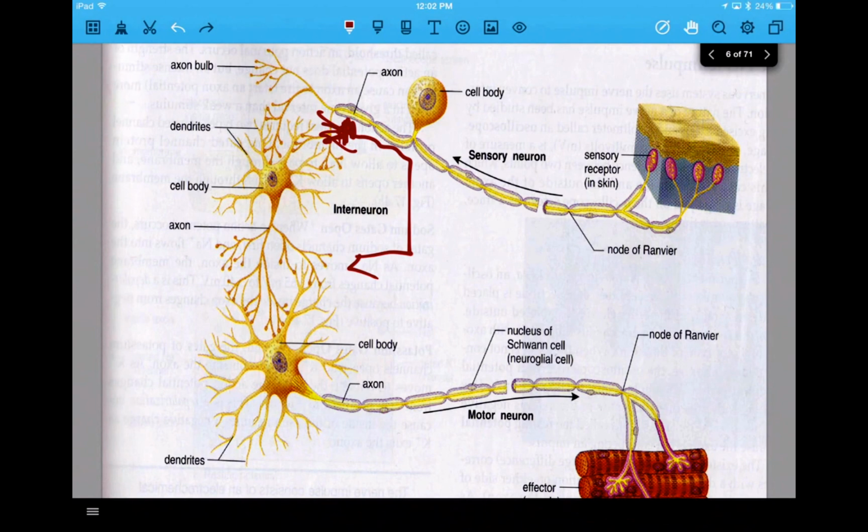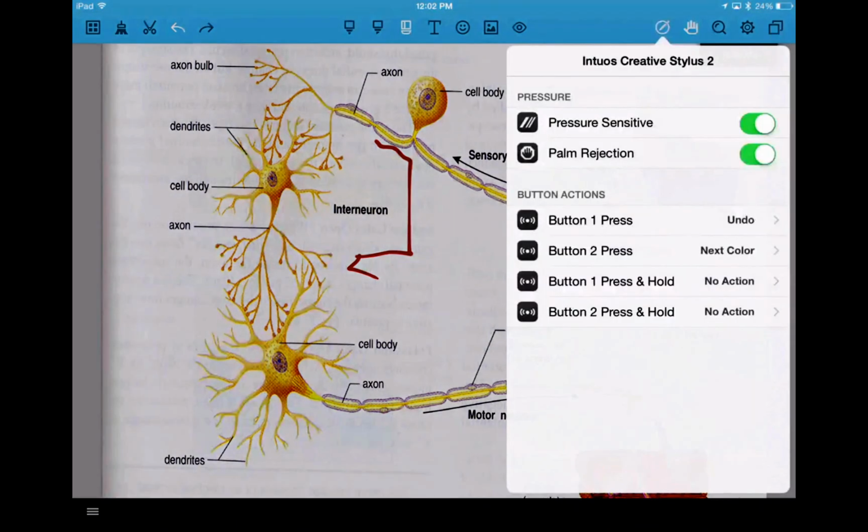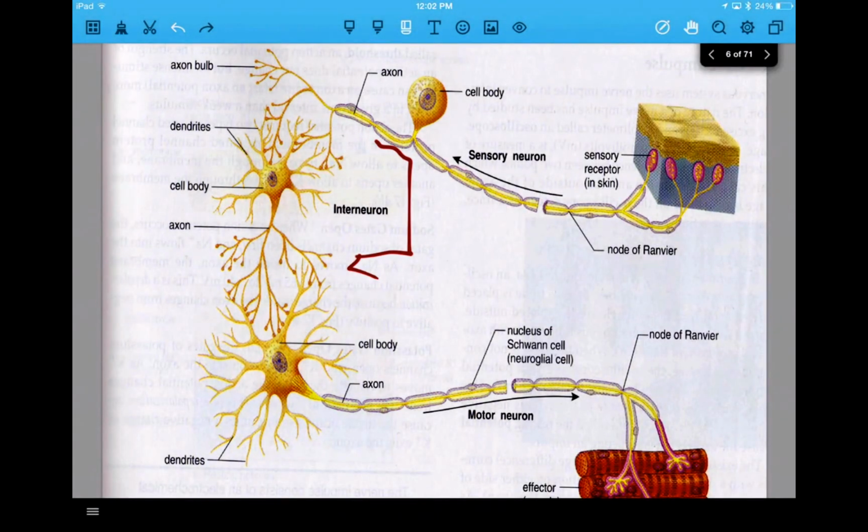Learning to use my new stylus. I think I'll erase. Driving me crazy. You don't need as much insulation. In fact, you don't need any at all. So there we go. That's your interneuron. I'll just move on. My stylus is really driving me crazy today.